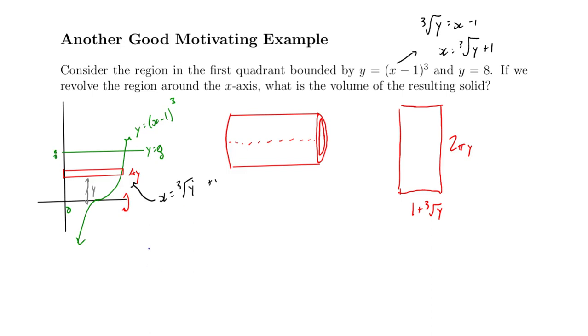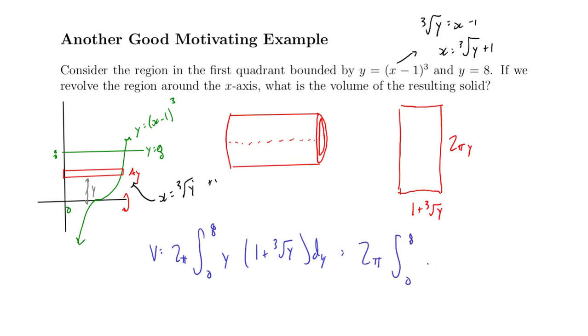And so our volume now is 2 pi times the integral from 0 to 8 of y times 1 plus the cube root of y dy. I think this is much easier to do with shells than it is to do as a combination of discs and washers. Again, I can let you figure the rest of this out. Let me just multiply, make this look nice: y plus y to the 4/3 dy. And then you could go ahead and integrate from here. So I think that's a pretty good motivating example.